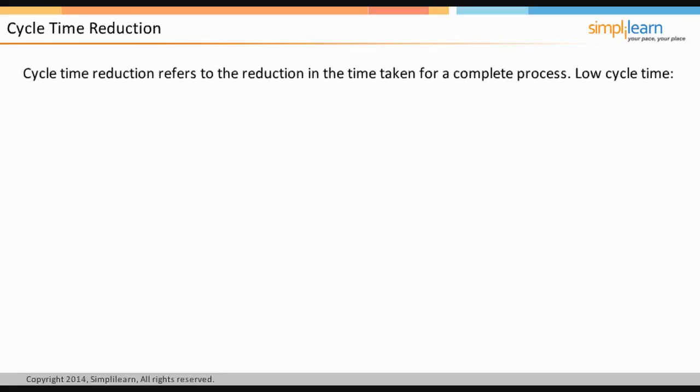Let us understand the concept of cycle time reduction in this screen. Cycle time reduction refers to the reduction in the time taken for a complete process. Implementing Lean techniques reduces cycle time and releases resources faster than any other method. Low cycle time increases productivity and throughput.